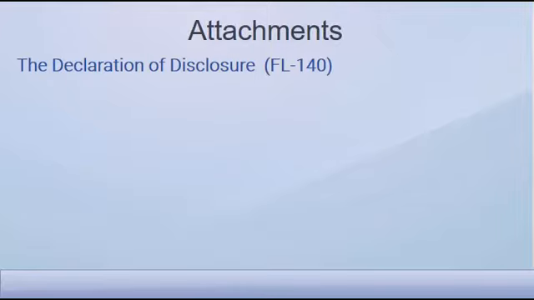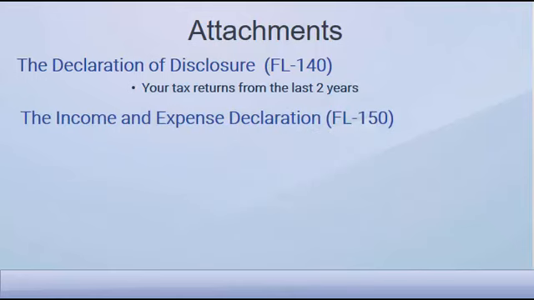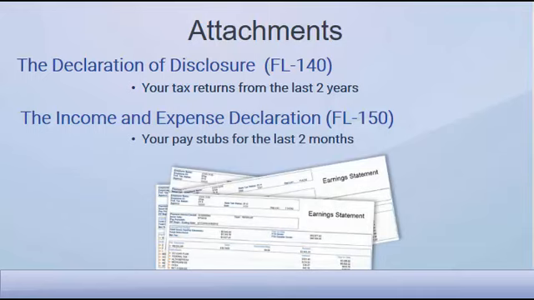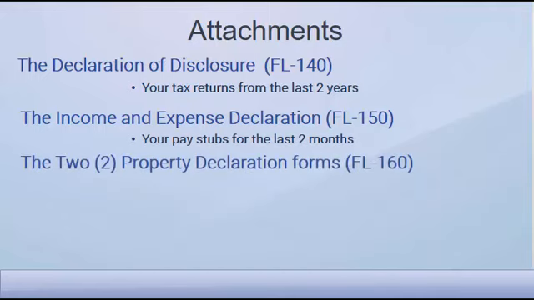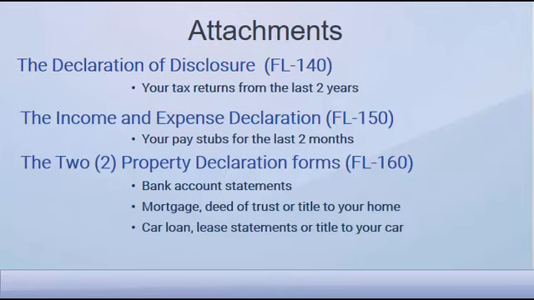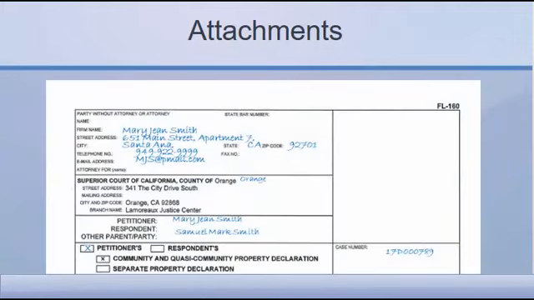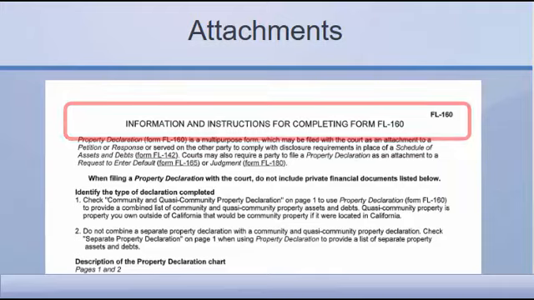You will include the following attachments. With a declaration of disclosure, attach your tax returns for the last 2 years. With the income and expense declaration, attach your pay stubs for the last 2 months. For the two property declaration forms, for separate and community property, you will need to attach copies of the following types of documents: your current bank account statements, mortgage deed of trust or title to your house, car loan, lease statements or title to your car, credit card statements, and the latest retirement and pension plan statements. For a complete list of the documents that will need to be attached to the FL-160, please refer to page 4.